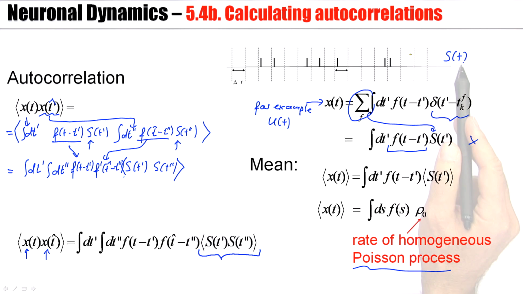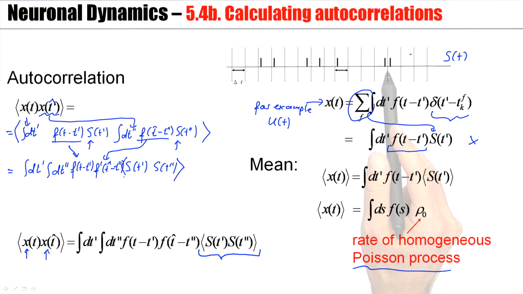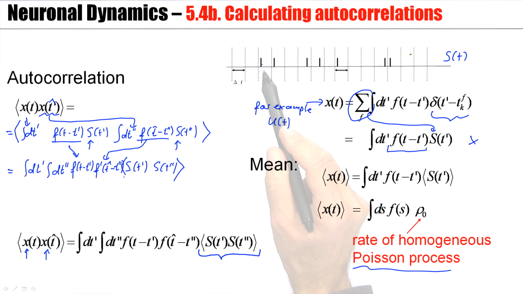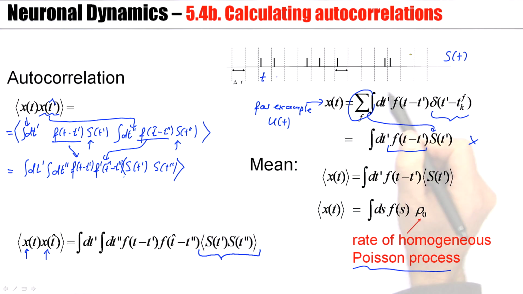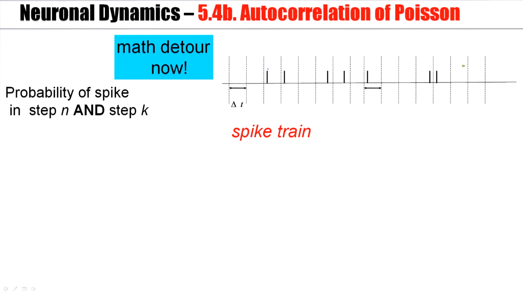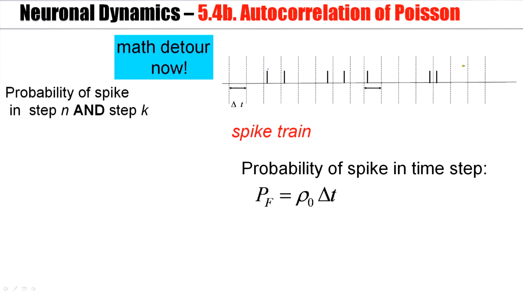This is my spike train. I have a spike here and I have a spike there. And the question is, can I say anything about the probability that the spike here at time t is correlated with a later spike at time t double prime? This is my spike train. Suppose that the probability of firing in each time step is Pf, rho 0, a constant rate, times delta t.